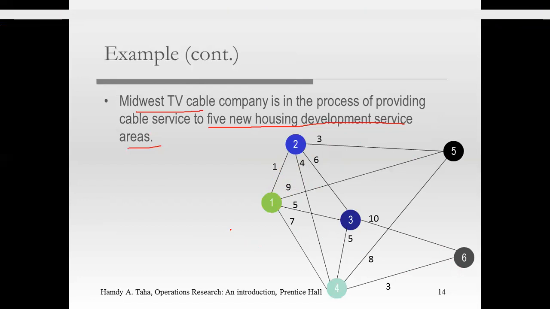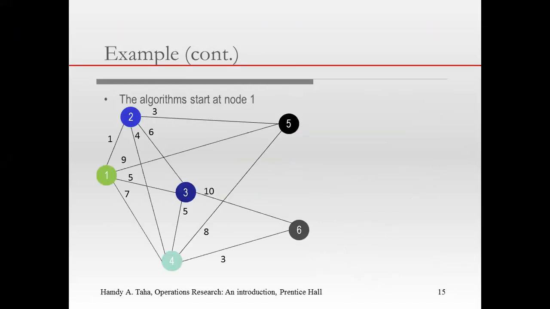Of course, since we try to install the cable, the cost of installing is proportional to the distance. The longer the distance, the more expensive is the cable. So of course the objective is how to connect all the 5 housing developments with minimum cable. Here we assume that we start from node 1.